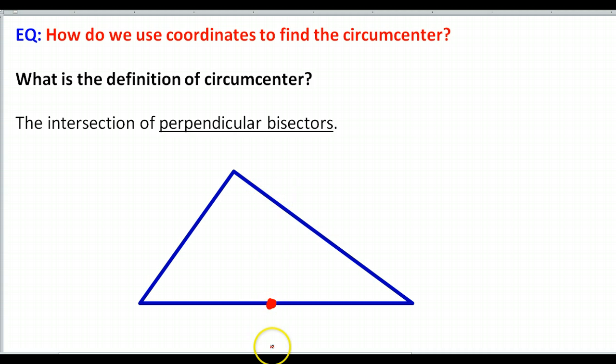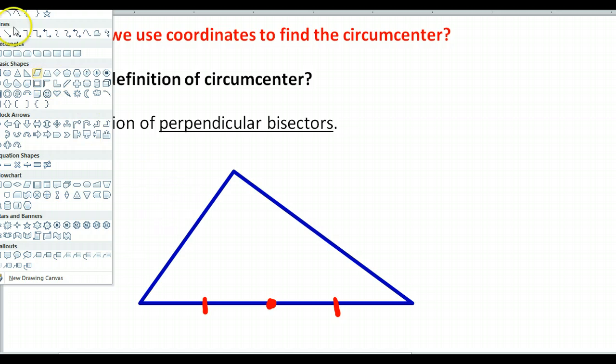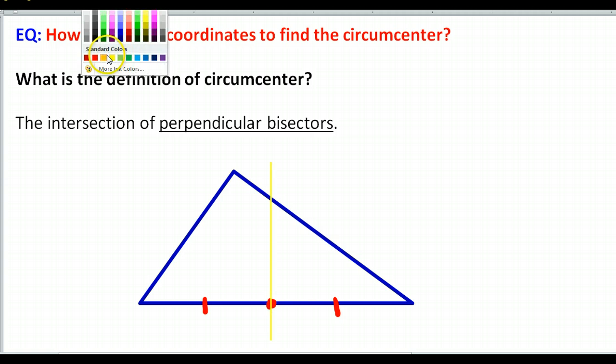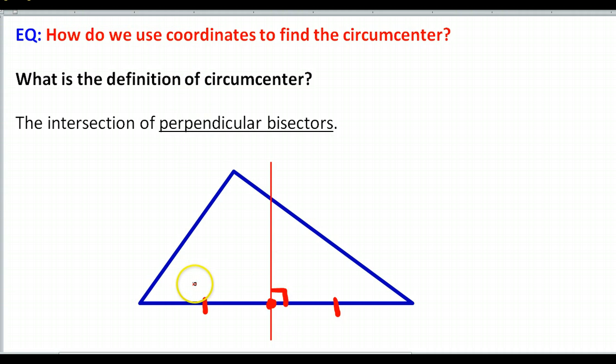So let's imagine that this is the midpoint right here. So all I need is a perpendicular line that goes through that midpoint. Okay, if this is the midpoint, that means these should be congruent. So if I draw a perpendicular line right now, then that should be the perpendicular bisector. Okay, so if I draw something like this, that line I just drew would be one of my perpendicular bisectors.